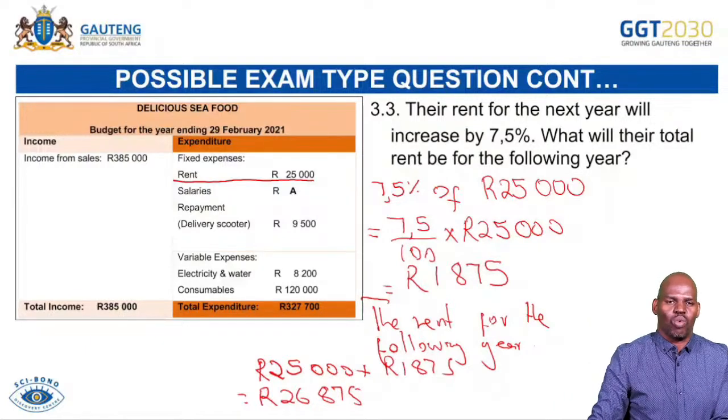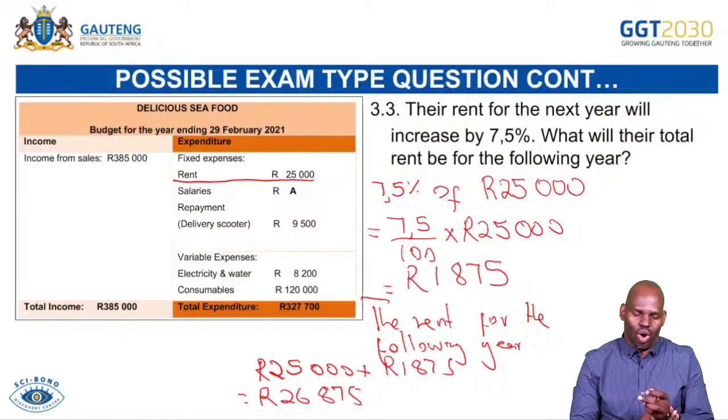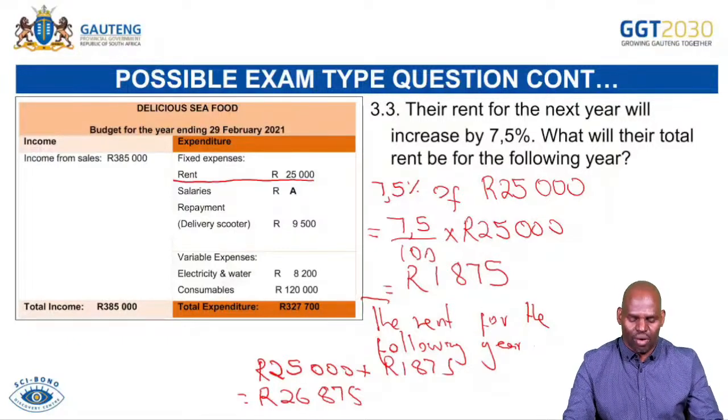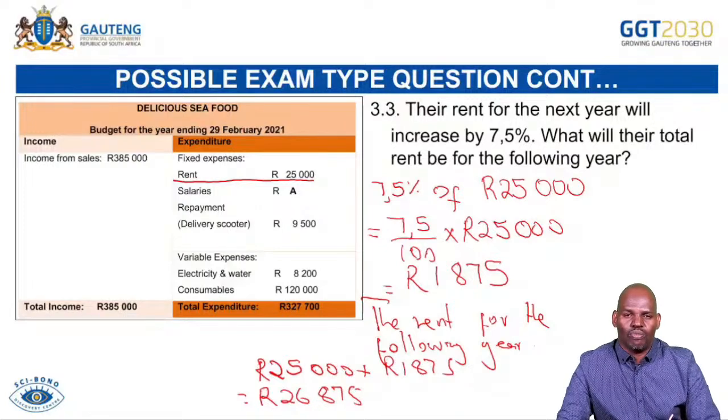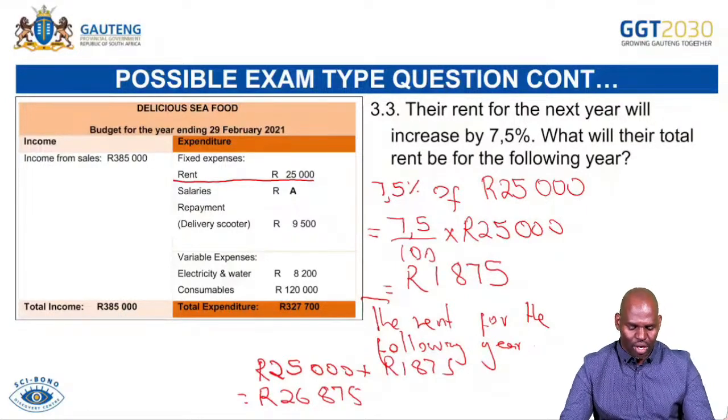Okay, I know that there's more than one way of doing this. There's nothing wrong with the other way as long as you get to the same answer. But I know that most of you would prefer this way, and then of course other learners would prefer a different way. So this will be 26,875. That will be the total rent for the following year.